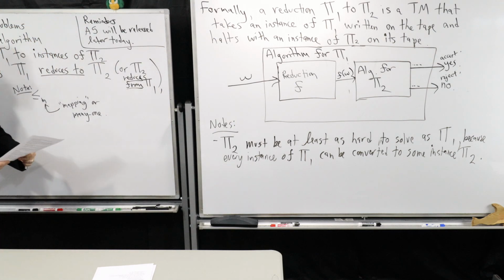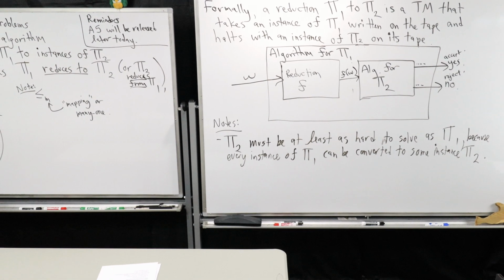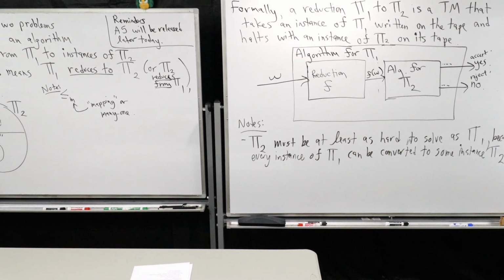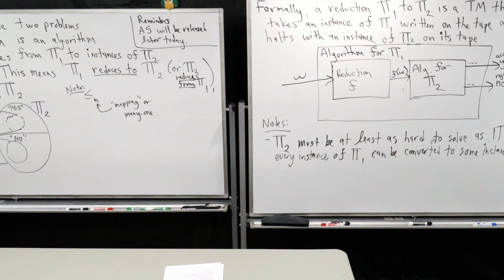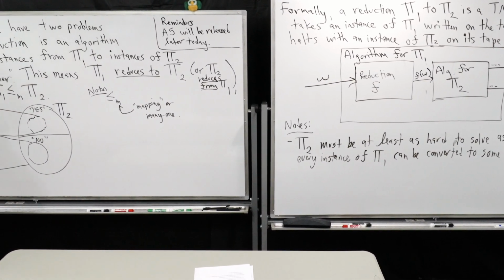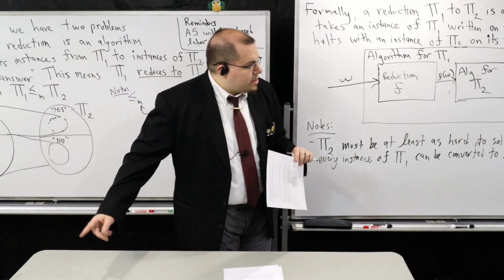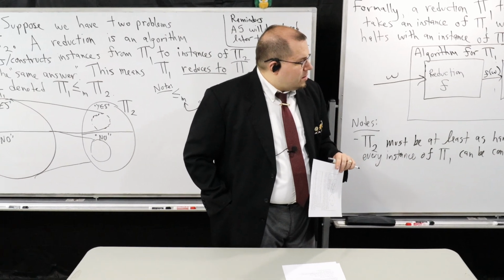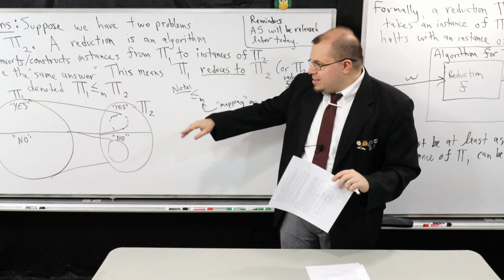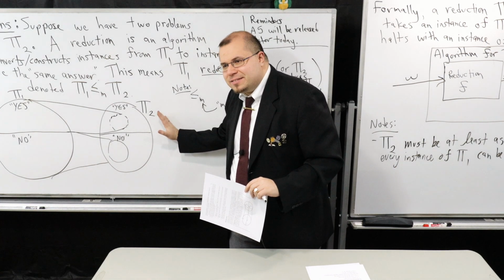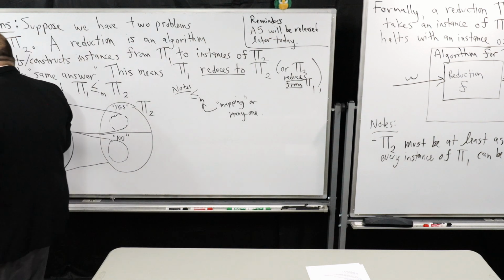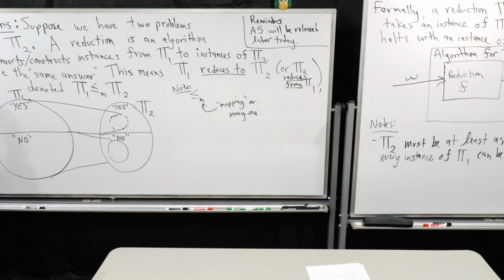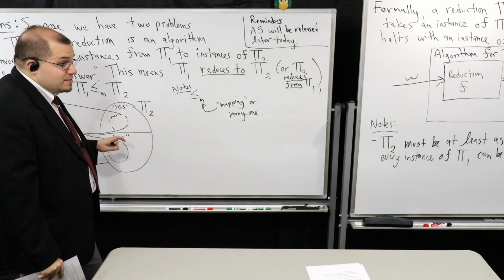But I want you to remember this picture I drew over here. Let me just move back over here. I'll come right back over there. I want you to look back at my picture over here for the reduction. So I want you to look at this picture and you can see what I mean by at least. So this is the picture I want you to keep in mind when I say this. So remember, I take every instance of pi1 and I convert each one to some instance of pi2. But notice that I don't necessarily guarantee that it captures every instance of pi2.